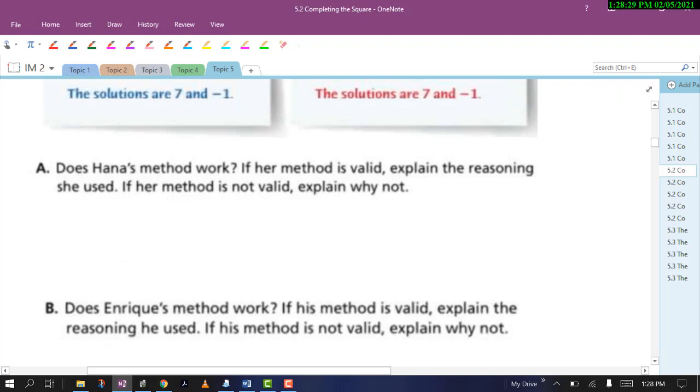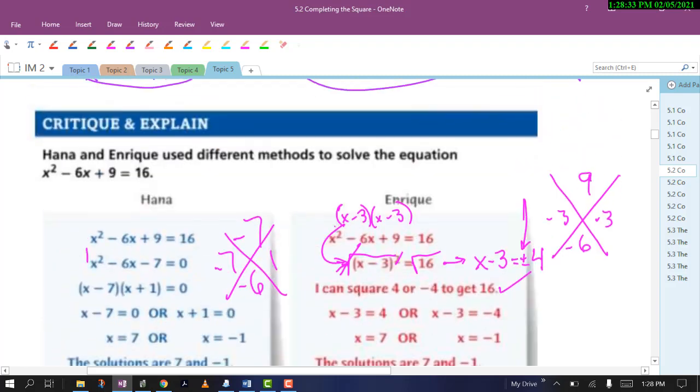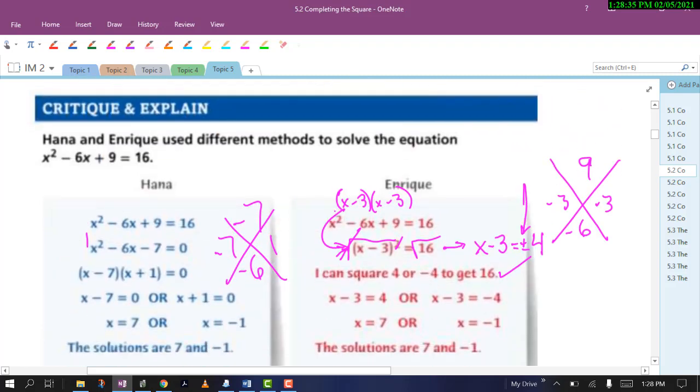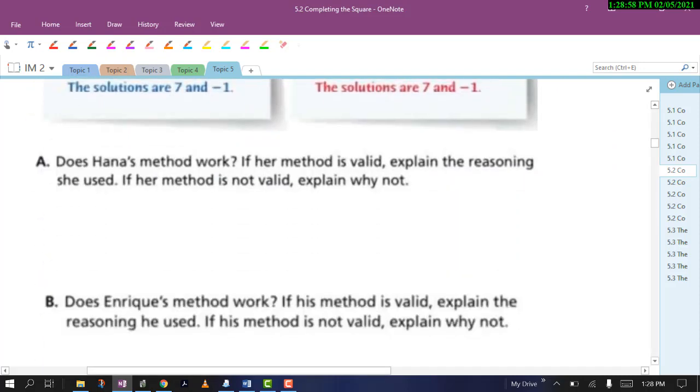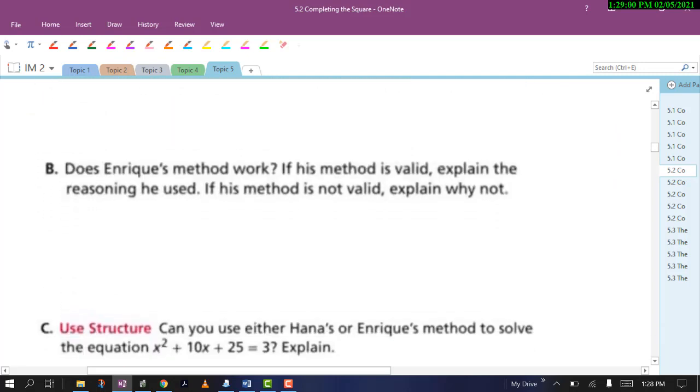Does Enrique's method work? If it's valid, explain the reasoning he used. If this method is not valid, explain why not. So he put our x's together when he factored, so that there was really just one x term. It was going to be squared with a 2 out there, but it's just one x term. Then we took the square root. We know that we can take the square root to get rid of a squared on any kind of equation. So quite honestly, I'm not sure why he would have done that method, but it works.